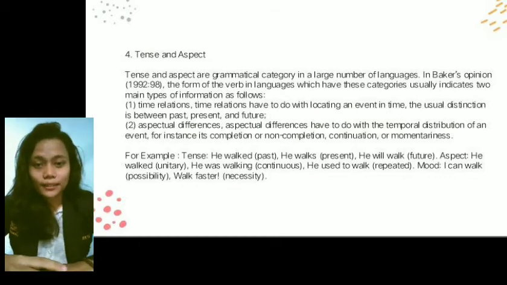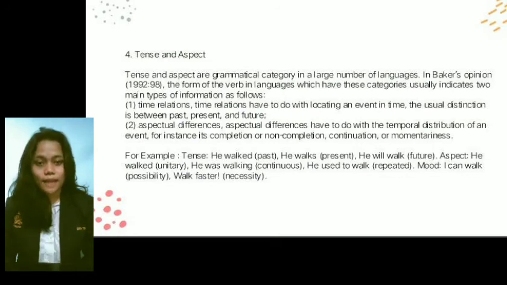For example, tense: he walked, past; he walks, present; he will walk, future. Aspect: he walked, unitary; he was walking, continuous; he walks, repeated. Mood: I can walk, possibility; walk faster, necessity.